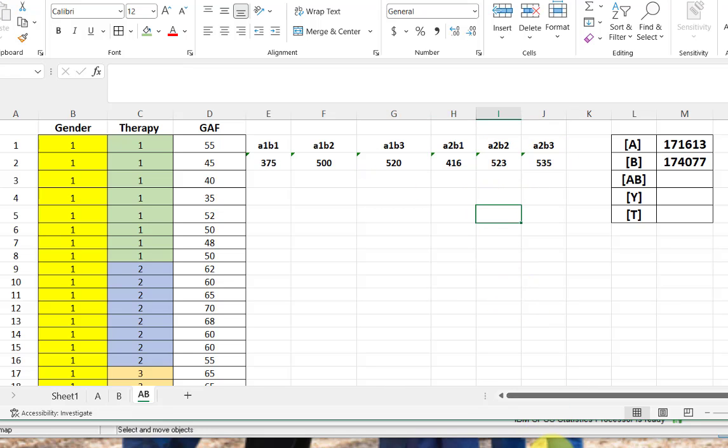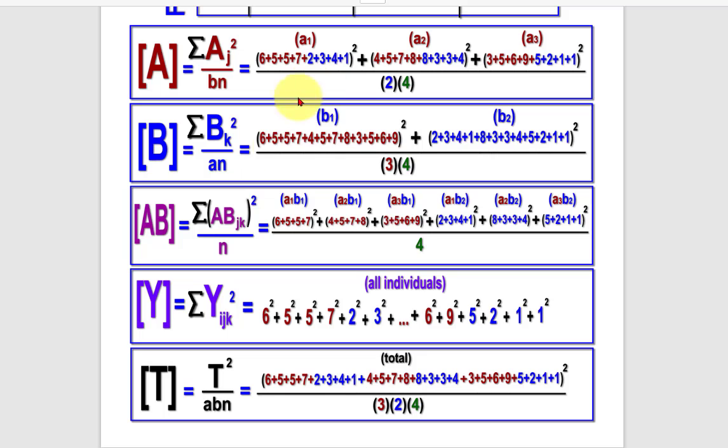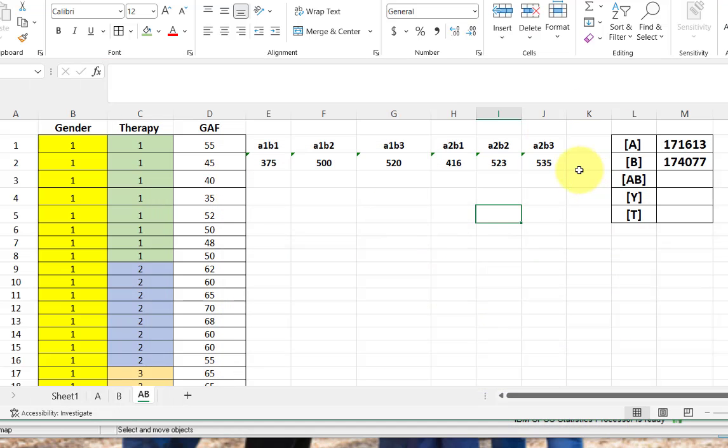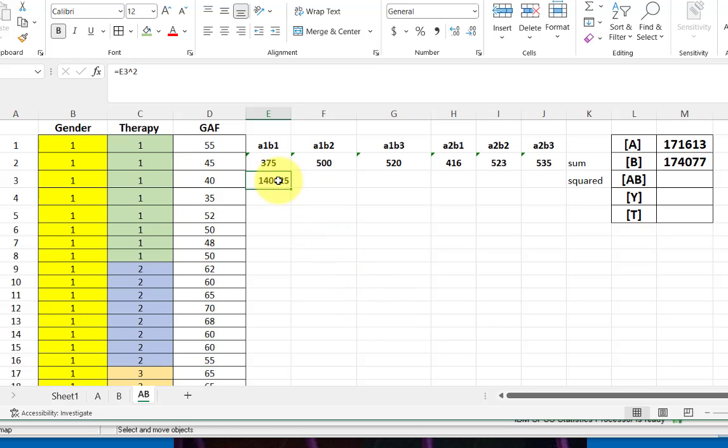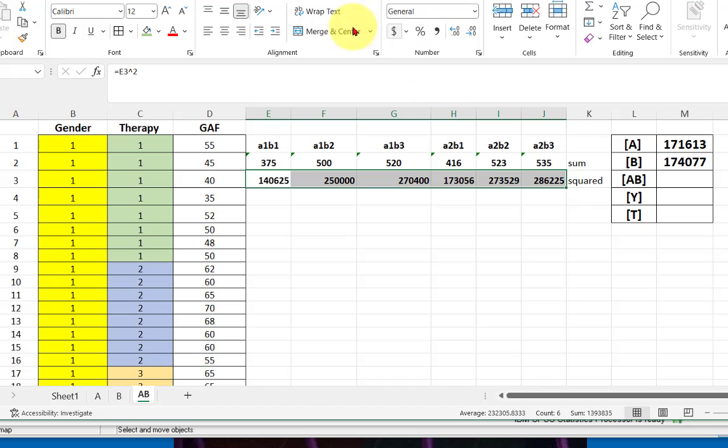All right, so what do we do with these? I think we square them. Right, we square them all, then add them up. So here's the squared. These are the sums. These are the squared. Equals that cell. Shift 6, 2, that squares it. And then we put them all the way across. And those are all squared. Man, that's a big bunch of numbers there.